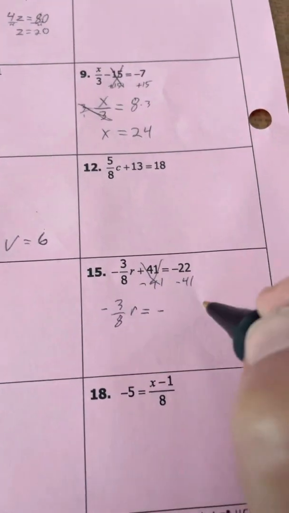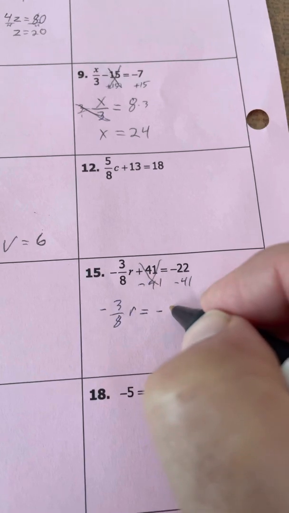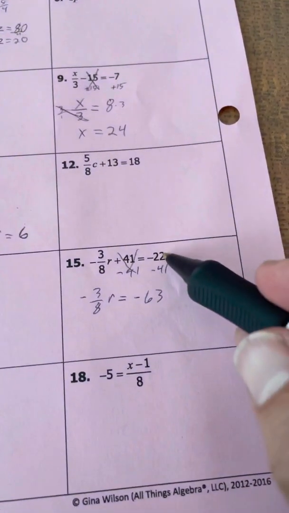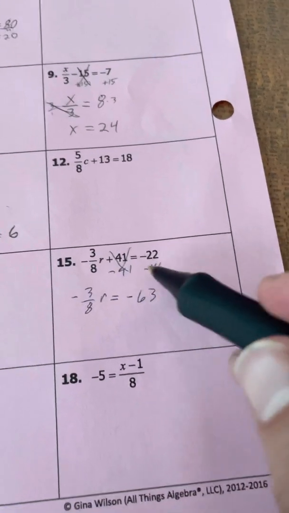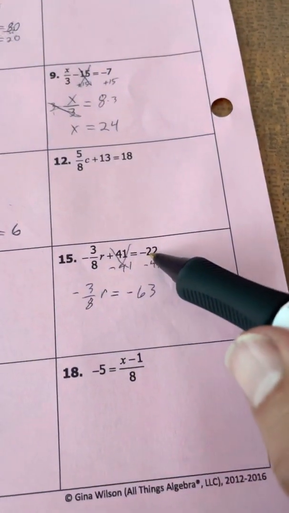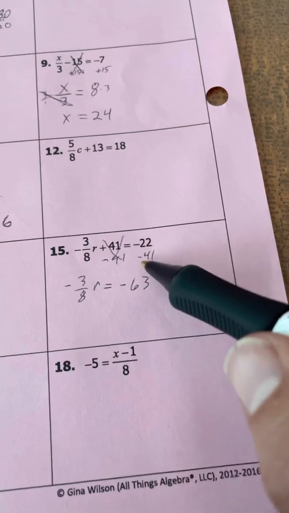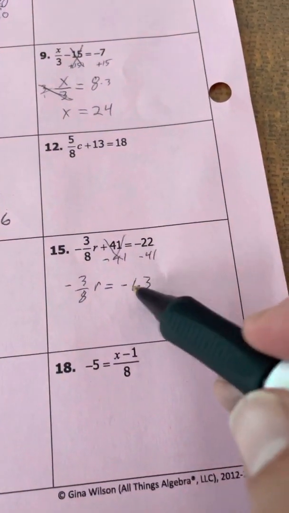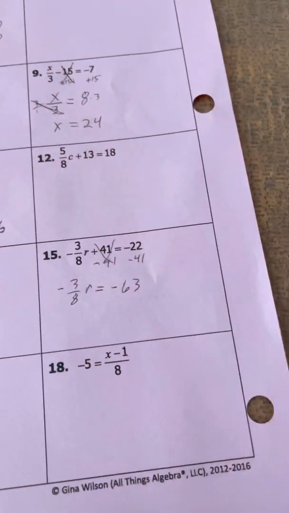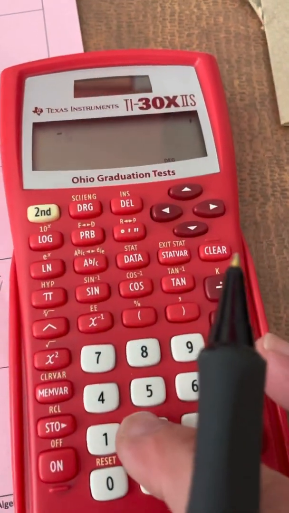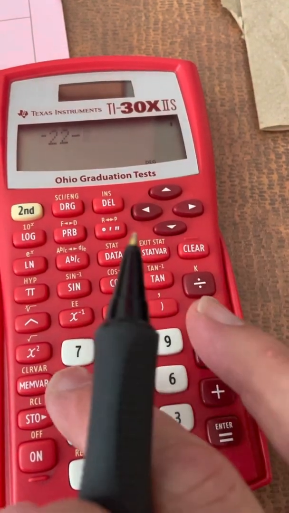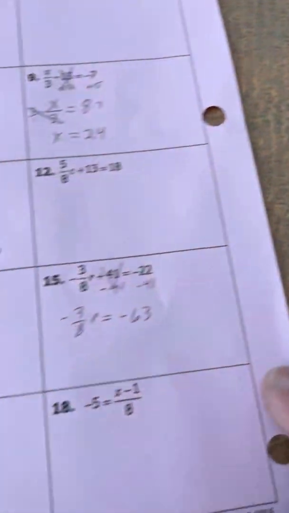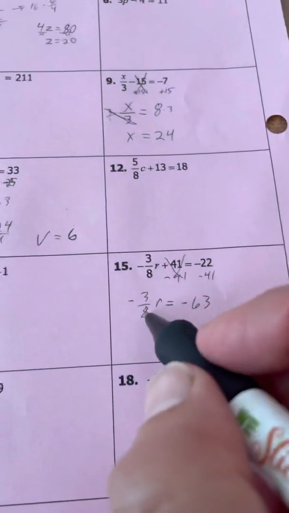equals negative, and we have 63, looks like, because I'm at negative 22 already, and I subtract 41 more. So essentially you're adding this and just having a negative in front of it. Or if you do it on a calculator, if that bothers you too much, negative 22 minus 41, and you get negative 63. Okay? I'm going to multiply by 8.